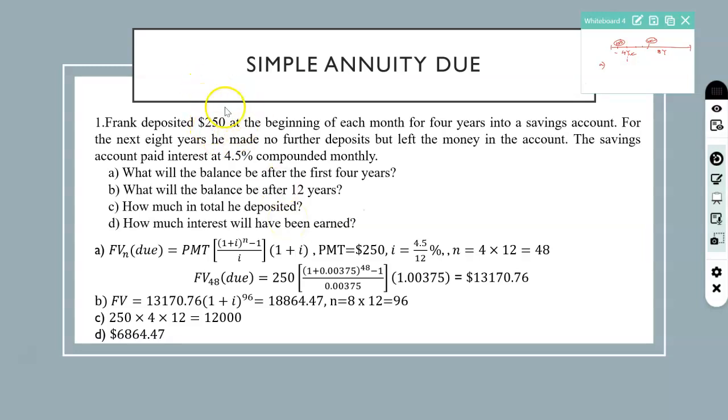And for the third part, how much in total did he deposit? He deposited $250 every month for 4 years, so 250 times 12 times 4, which is equal to $12,000. And how much interest will have been earned? He deposited 12,000 and received 18,864 after 12 years. So the difference is the interest he received, that is 6,864.47.